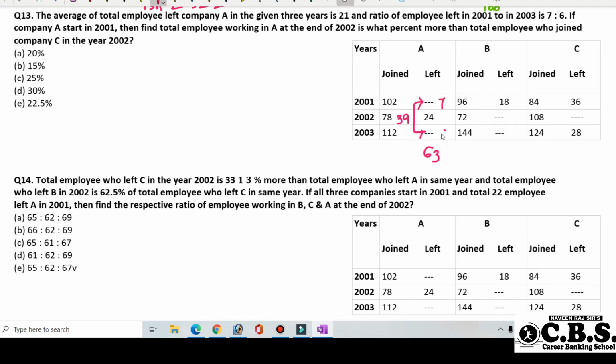This is 7 parts and this is 6 parts. So 7 plus 6 is nothing but what? 13. 13 3s are 39. 7 3s are 21. How many are left here? 21 left here. How many left are? 18 left. Okay, the question up to 2002 is required.